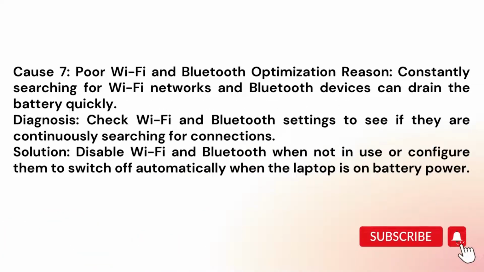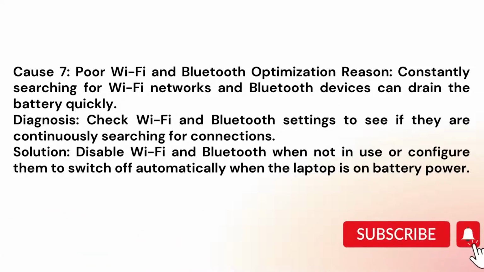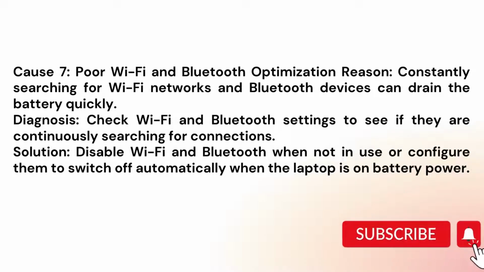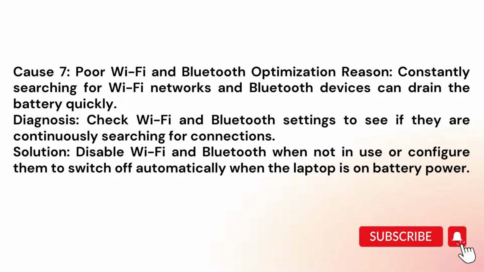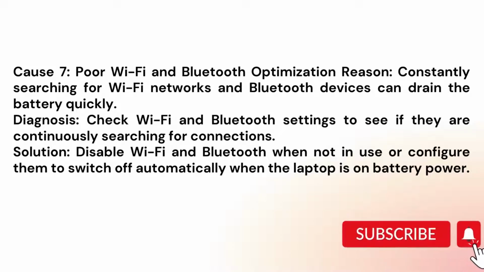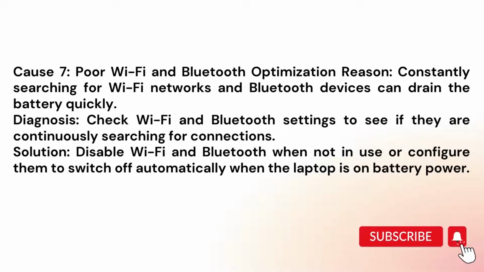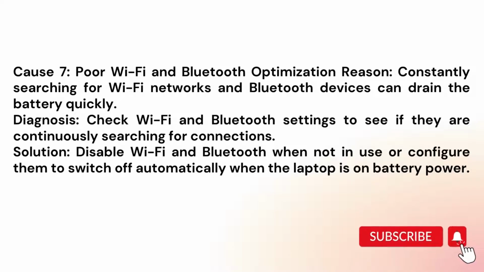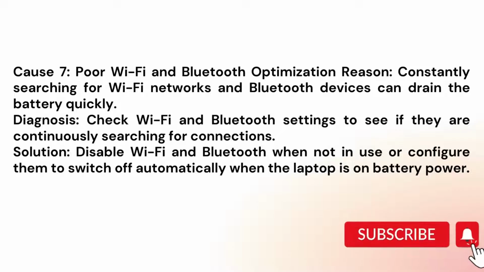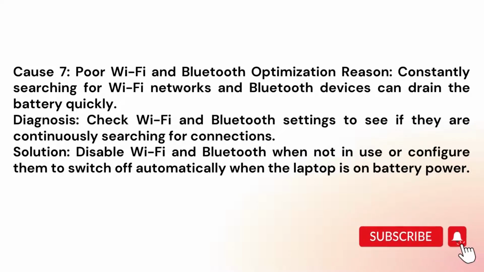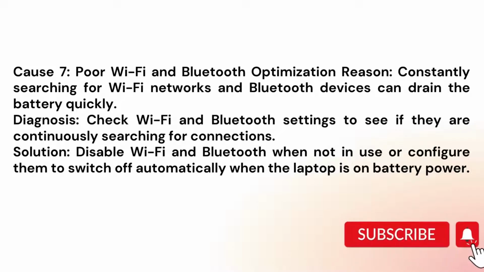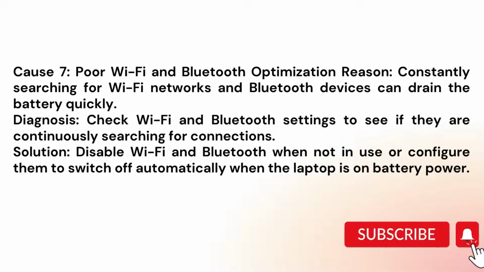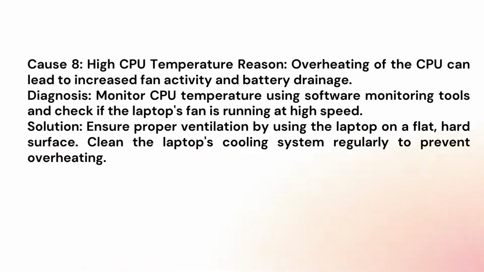Cause 7: Poor Wi-Fi and Bluetooth optimization. Reason: Constantly searching for Wi-Fi networks and Bluetooth devices can drain the battery quickly. Diagnosis: Check Wi-Fi and Bluetooth settings to see if they are continuously searching for connections. Solution: Disable Wi-Fi and Bluetooth when not in use or configure them to switch off automatically when the laptop is on battery power.